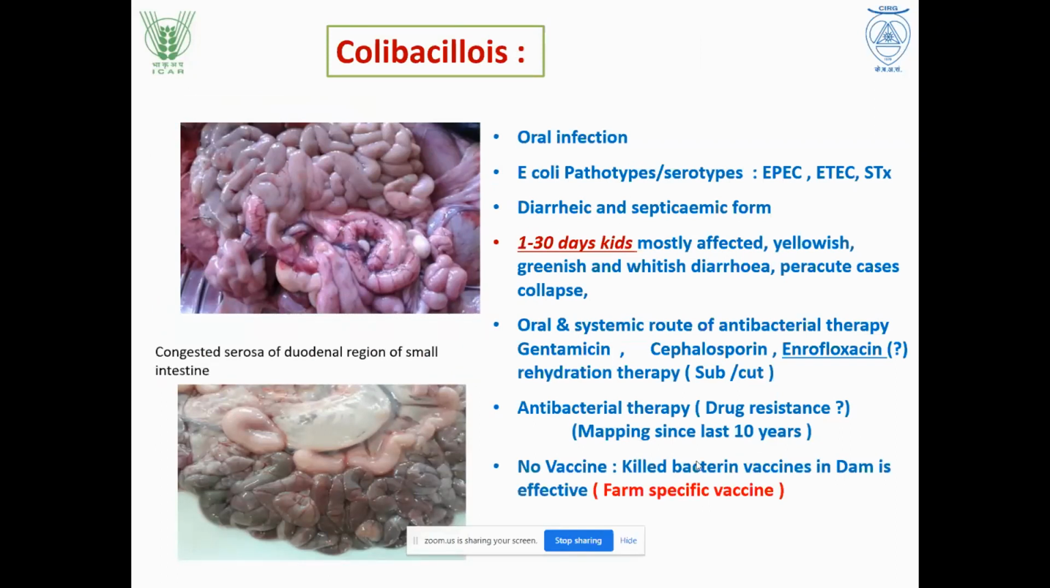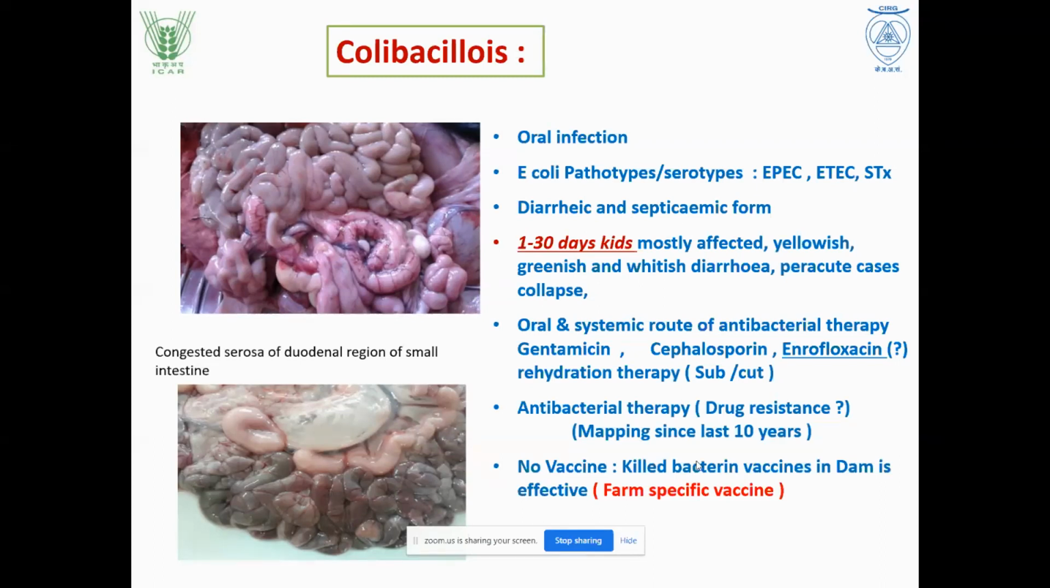There are broadly two clinical syndromes: the diarrheic syndrome and the septicemic syndrome. In the diarrheic syndrome, there is diarrhea. It may be white, green, or yellow diarrhea, leading to different degrees of dehydration. And if the animal is not properly taken care of by restoring rehydration and antibiotic therapy, the animal may die. This type of clinical syndrome is very common in kids of 1 to 30 days.